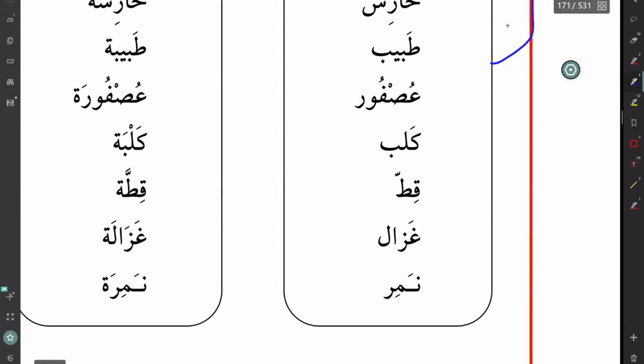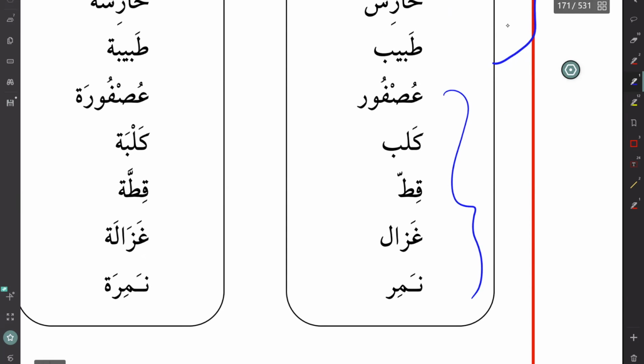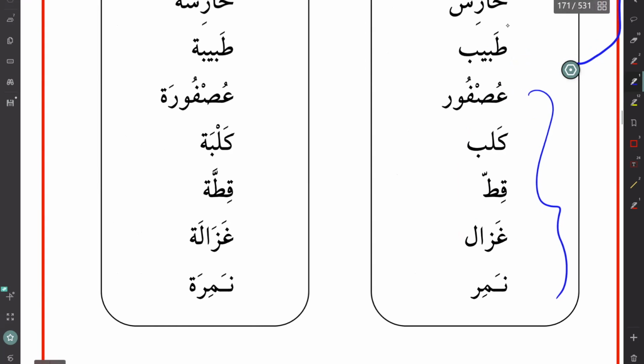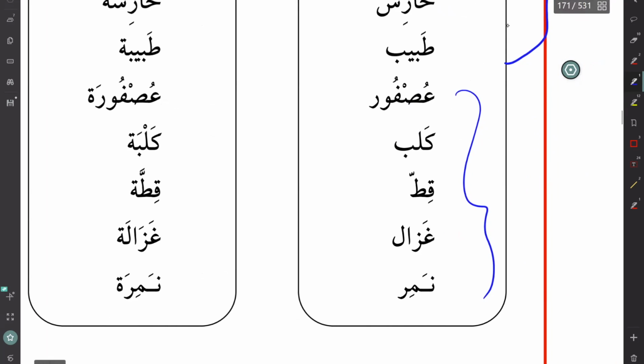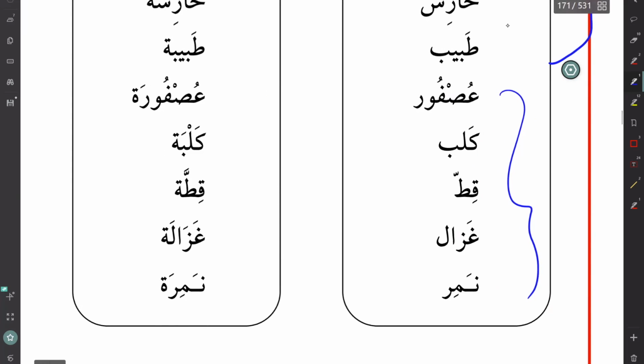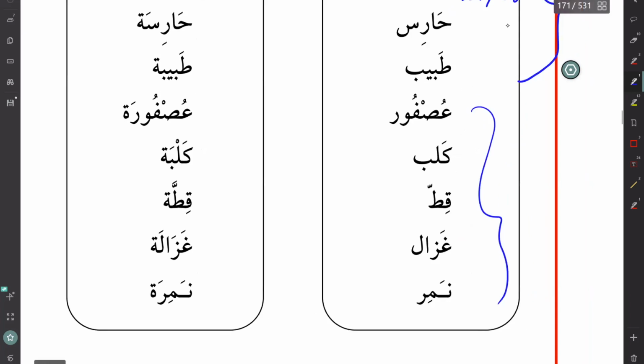Now here they're showing you that you can do the same thing with animals. Usfur is a bird, a sparrow. How do you say the female sparrow? You say usfuratun. Kalb is a male dog. Kalbatun is a female dog. Qittun is a male cat. Qittatun is a female cat. Okay, and so on and so forth.